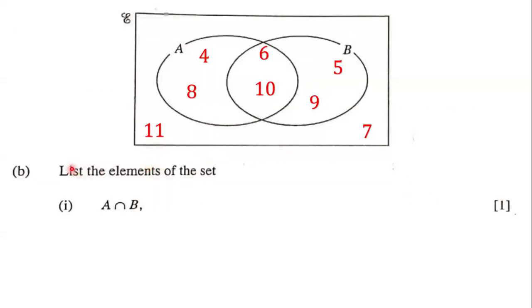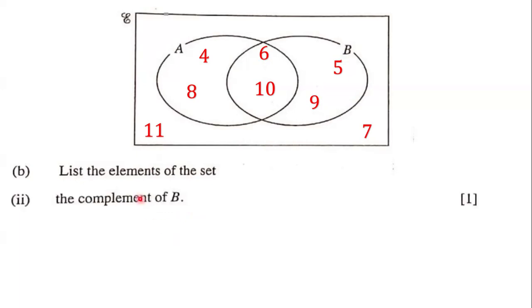Okay, here they want us to list the elements of the set A intersect B. So they want us to figure out what the intersection is, and the intersection is going to be the elements that are in the middle. So the intersection of A and B is equal to 6 and 10.